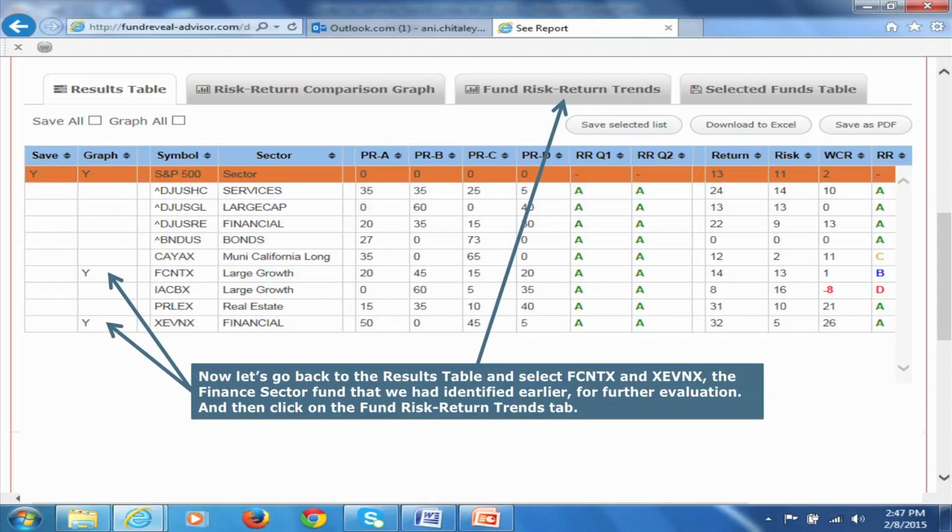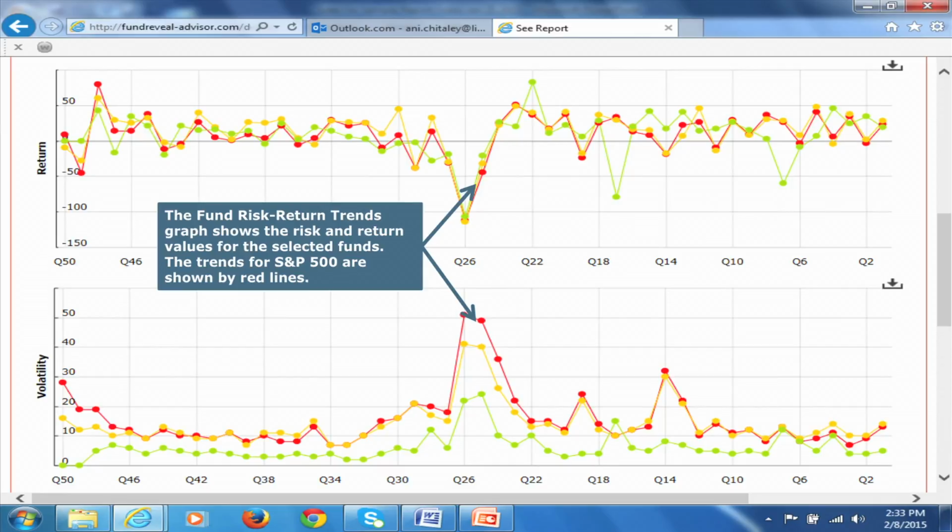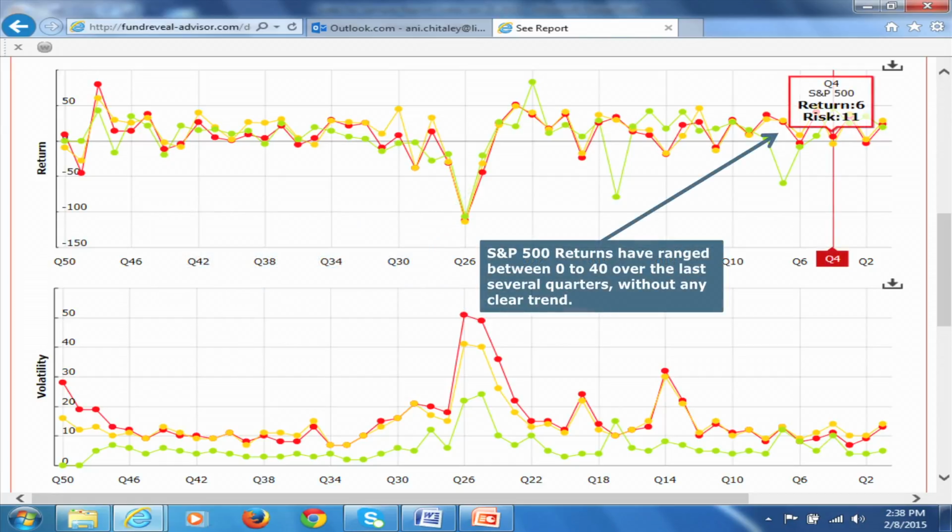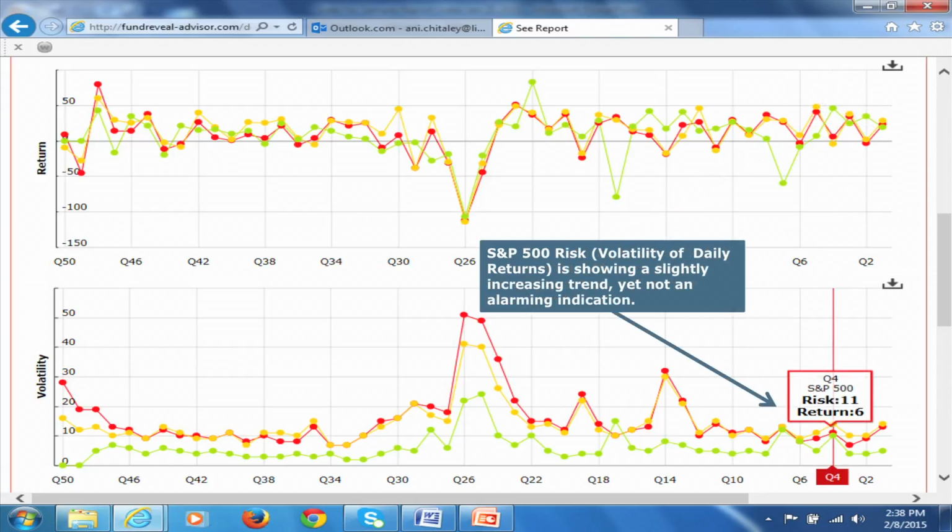Now let's go back to the results table and select FCNTX and XEVNX, the finance sector fund that we had identified earlier, for further evaluation. And then click on the Fund Risk Return Trends tab. The Fund Risk Return Trends graph shows the risk and return values for the selected funds. The trends for S&P 500 are shown by red lines. S&P 500 returns have ranged between 0 to 40 over the last several quarters without any clear trend. S&P 500 risk, volatility of daily returns, is showing a slightly increasing trend, yet not an alarming indication.